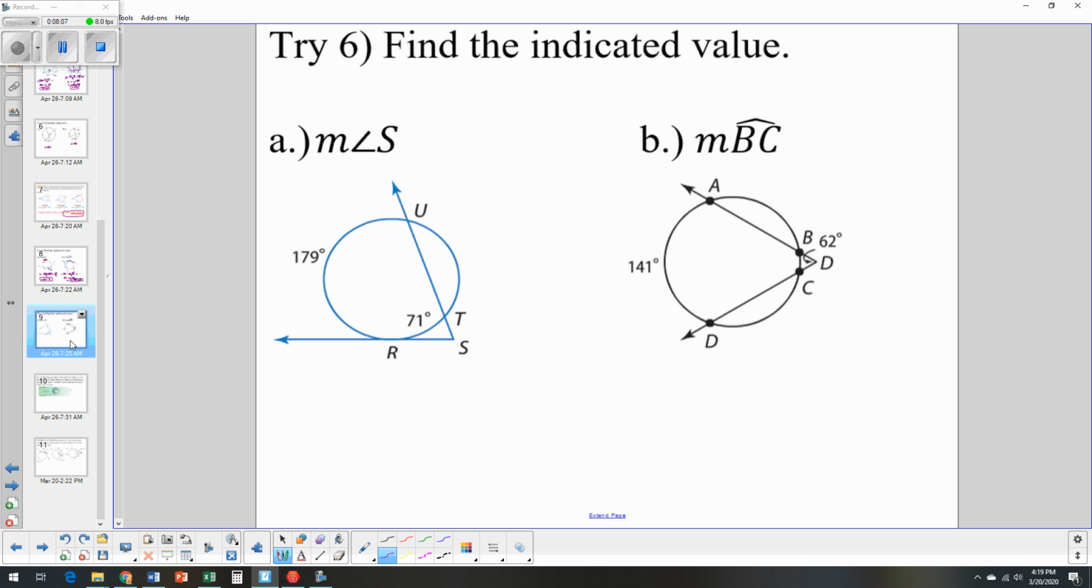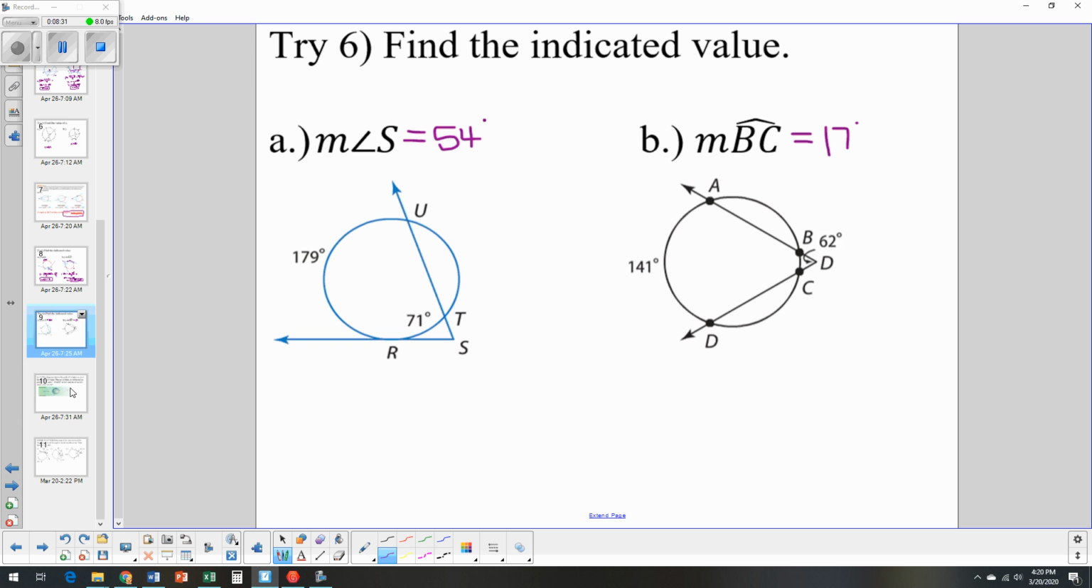So go ahead and give these two a try, pause it, and when you're ready, come back. All right, we should have gotten the measure of angle S was 54 degrees. And for part B, the measure of arc BC would have been 17 degrees.